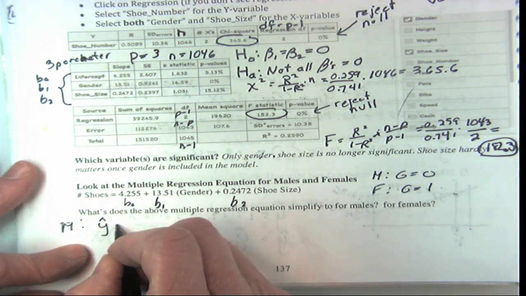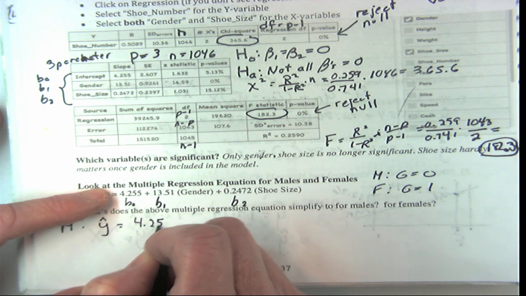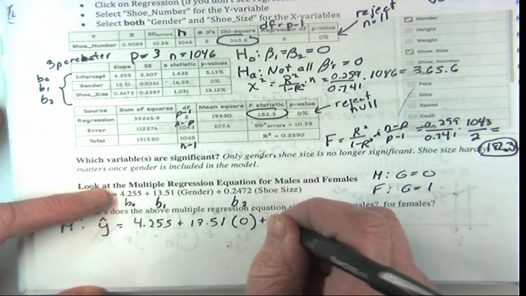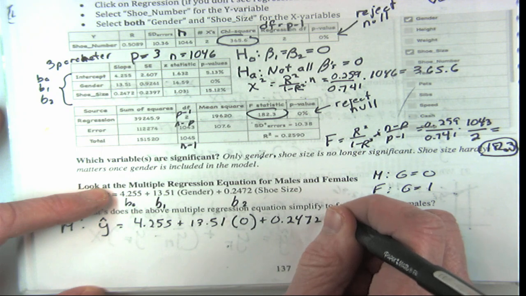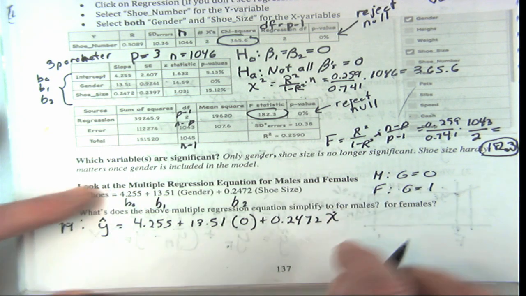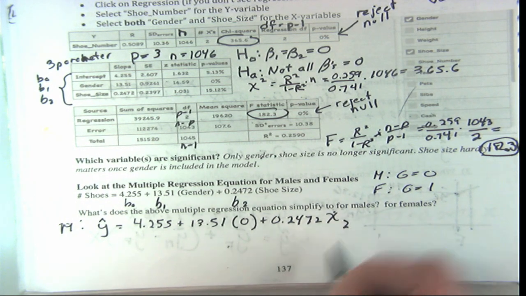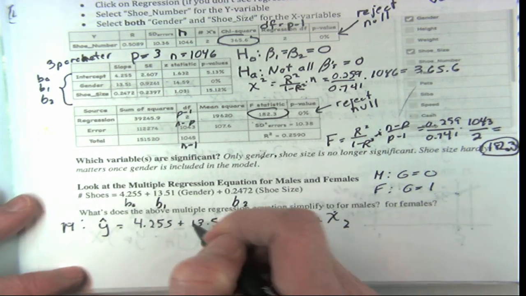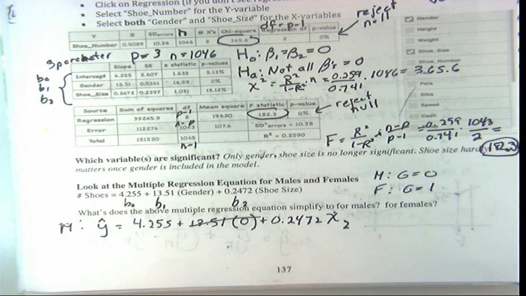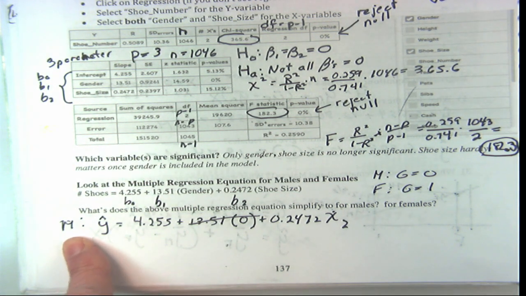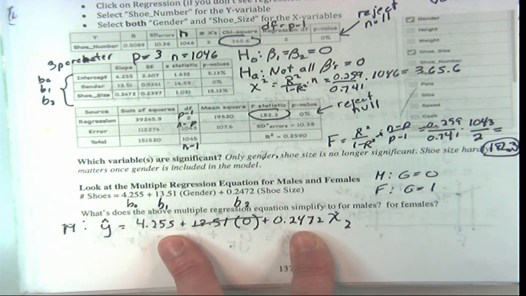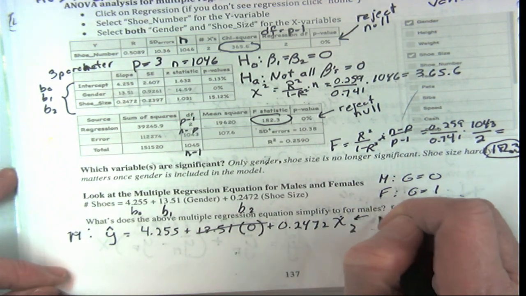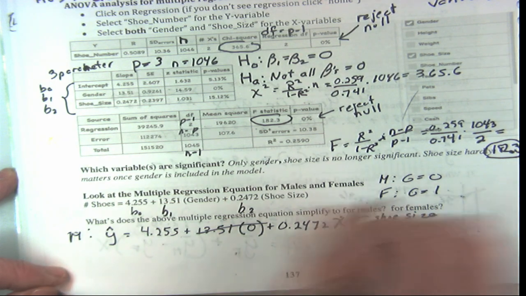All right. So now we can say for males, you're going to have 4.255 plus 13.51 times zero plus 0.2472 times X2, shoe size. There's no gender variable. This is just your equation, because you don't need a gender variable. Once we stratified it, it's just males. There is no gender variable. So we just have this variable. X2 is shoe size.